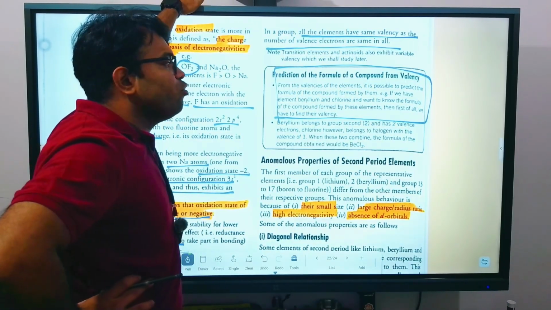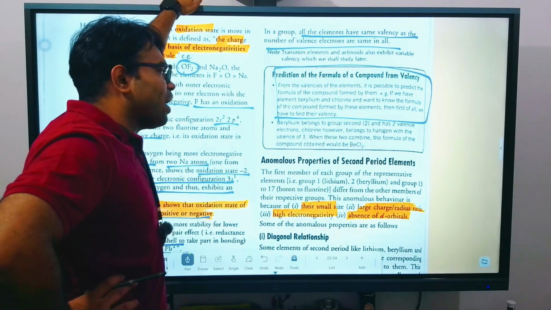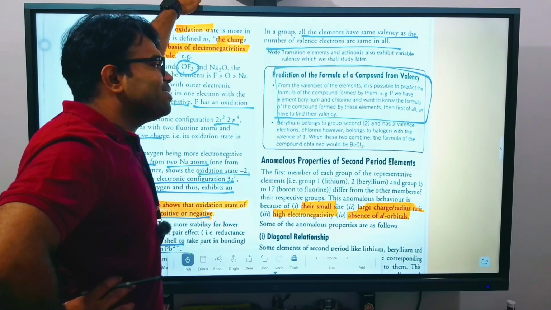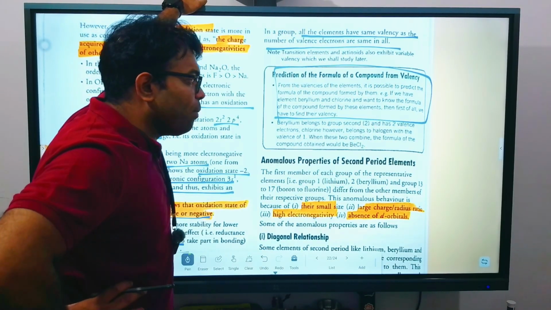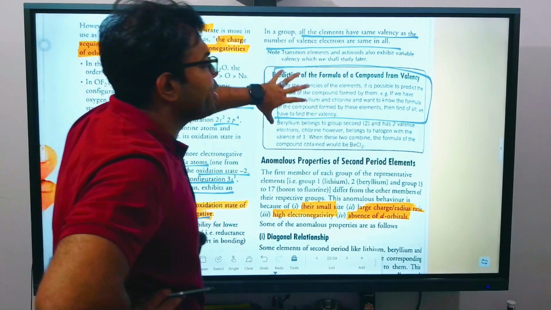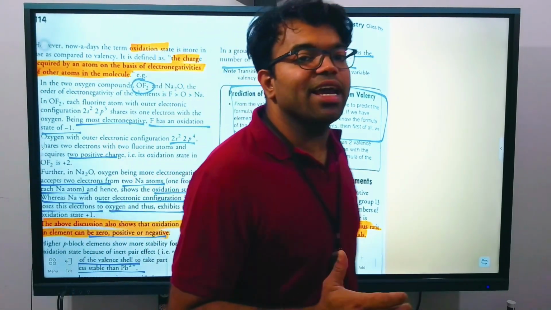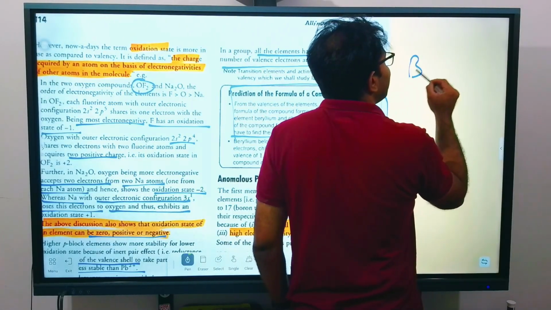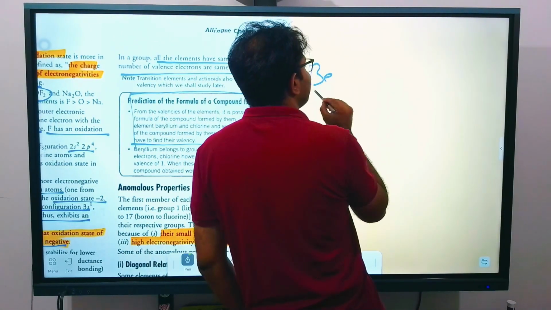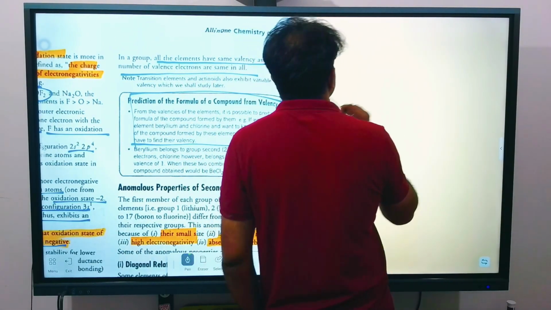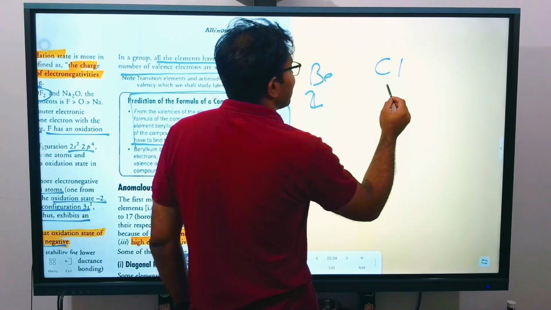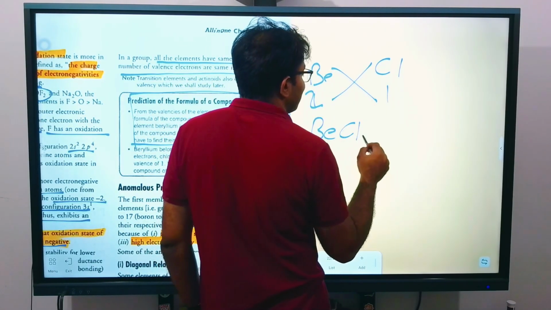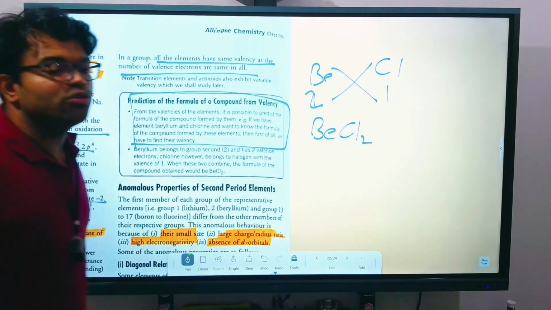Beryllium belongs to group 2 and has a valency of 2. Chlorine belongs to the halogen family with a valency of 1. When these two combine, the formula of the compound obtained will be BeCl2, right? So the valency literally works like this. Beryllium, you write the valency underneath it, 2, and chlorine, you write the valency underneath it, and then you cross multiply. What do you get? BeCl2.